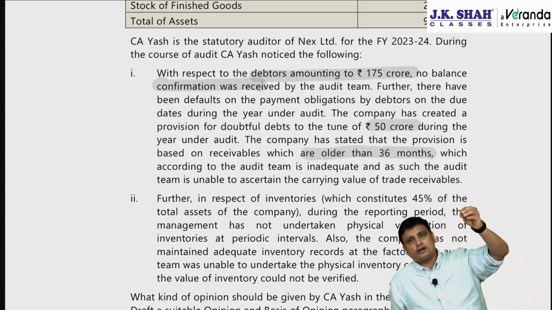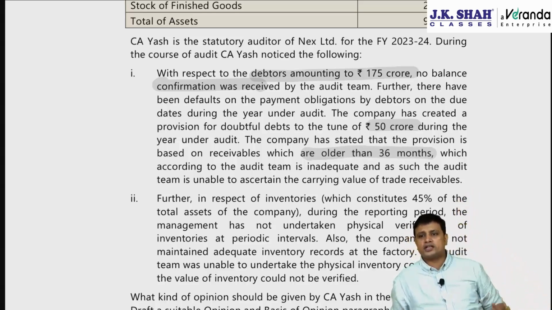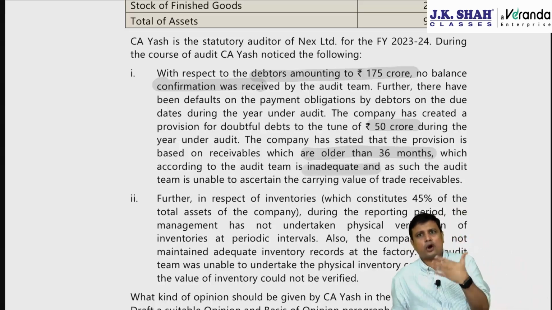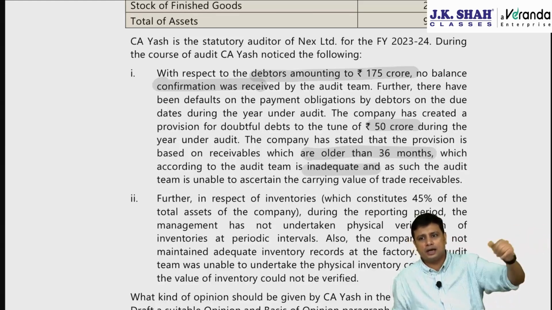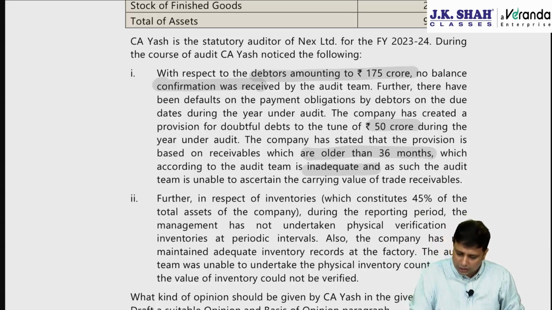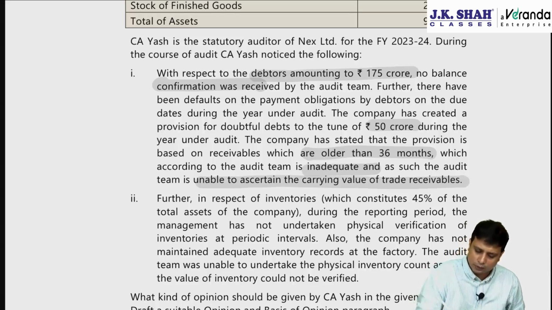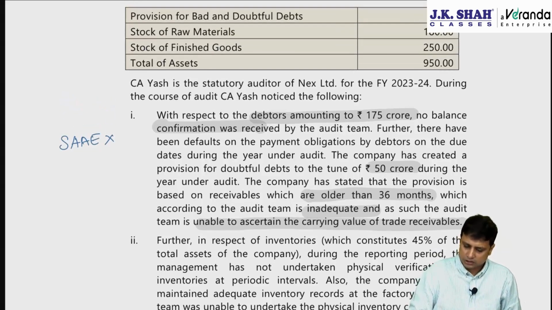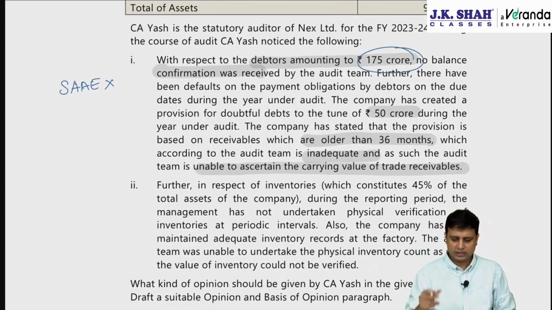So, if the debtor is less than 36 months old, no provision has been created, which according to the audit team is inadequate. So if someone is not paying for more than 12 months, 24 months, there also a provision has to be created, right? But here they have not created any provision. As such, the auditor is unable to ascertain the carrying value of the trade receivable. Can I say the auditor does not have SAAE for trade receivables? Yes. So this is for around 175 crores. Next.